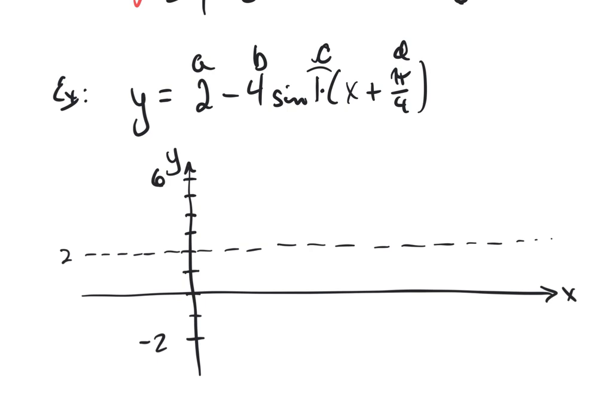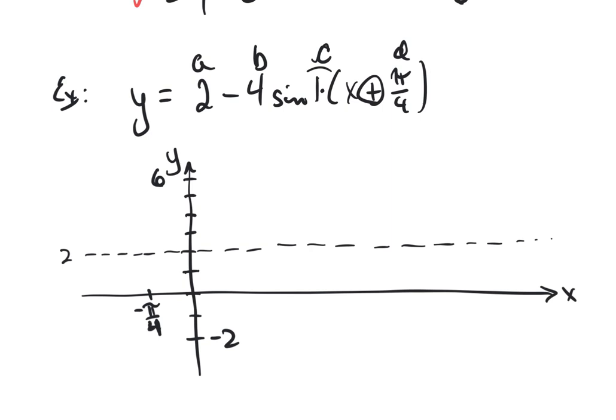Our phase shift, our D value, is pi over 4, but anything in parentheses is left or right opposite of the sign, so the opposite of plus is minus. So this is going to start at negative pi over 4. And I'm going to move that -2 out of the way so they're not right on top of each other, so they're not confusing. There we go.